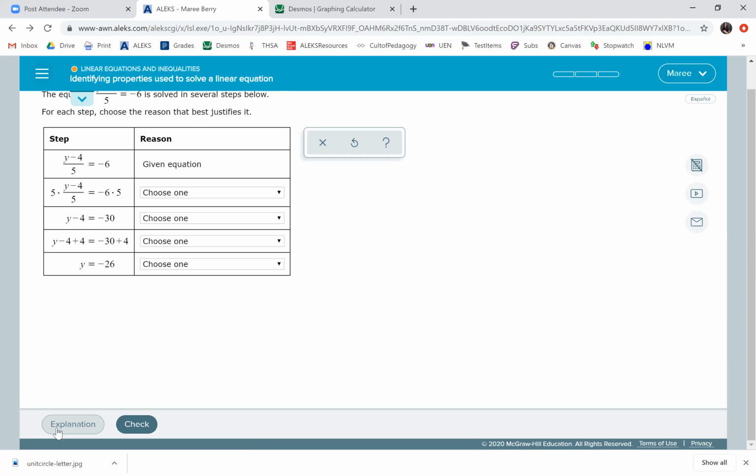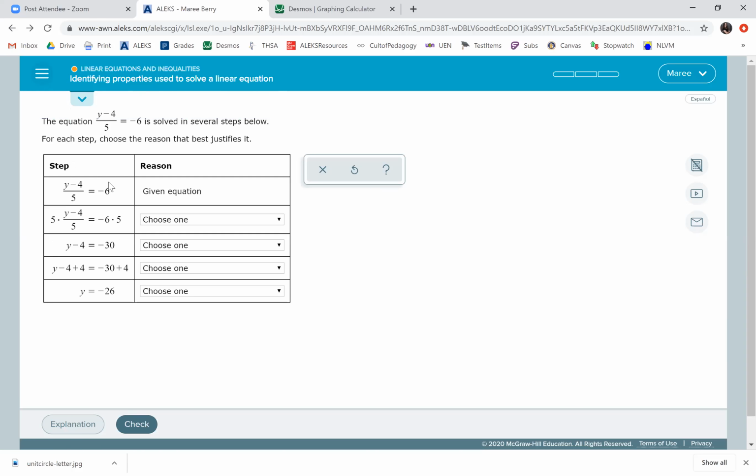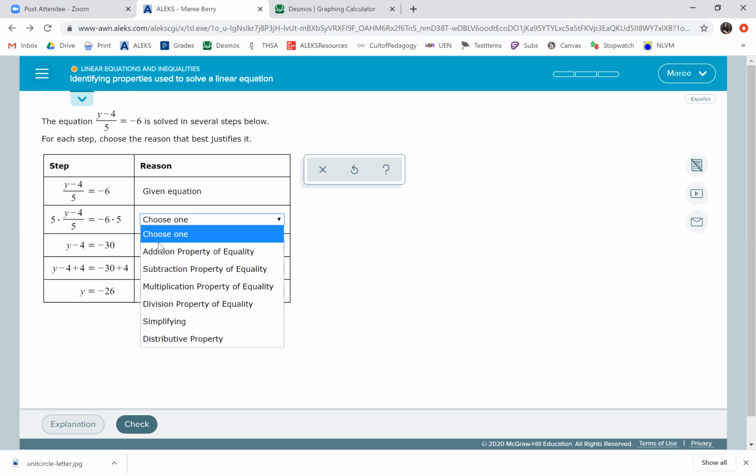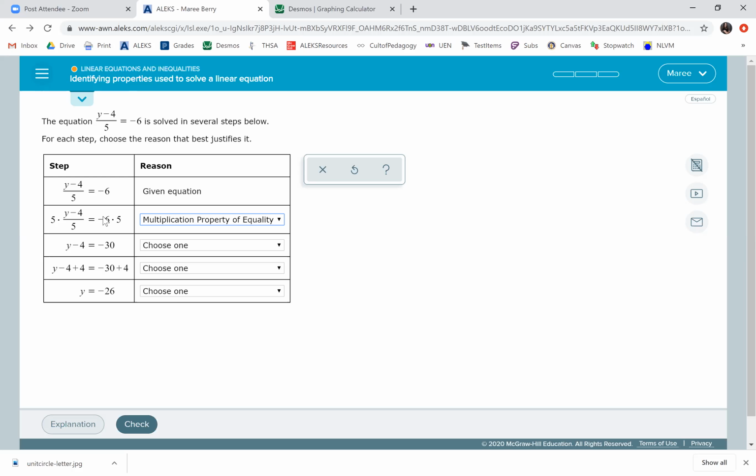I like that they give us all the steps so we don't have to actually do it. So this is the given equation. Notice what they're doing here. They're timesing both by 5. So what you're doing is you're looking at what changed between the given equation and the next one. And they multiplied. So just find the one that says multiply. There it is, multiplication property.